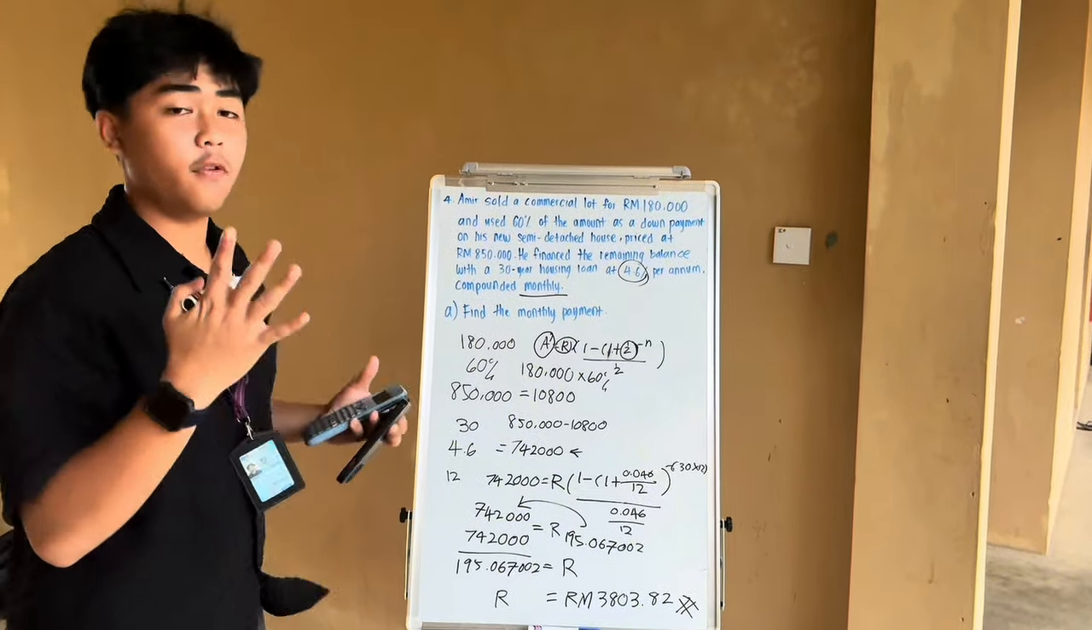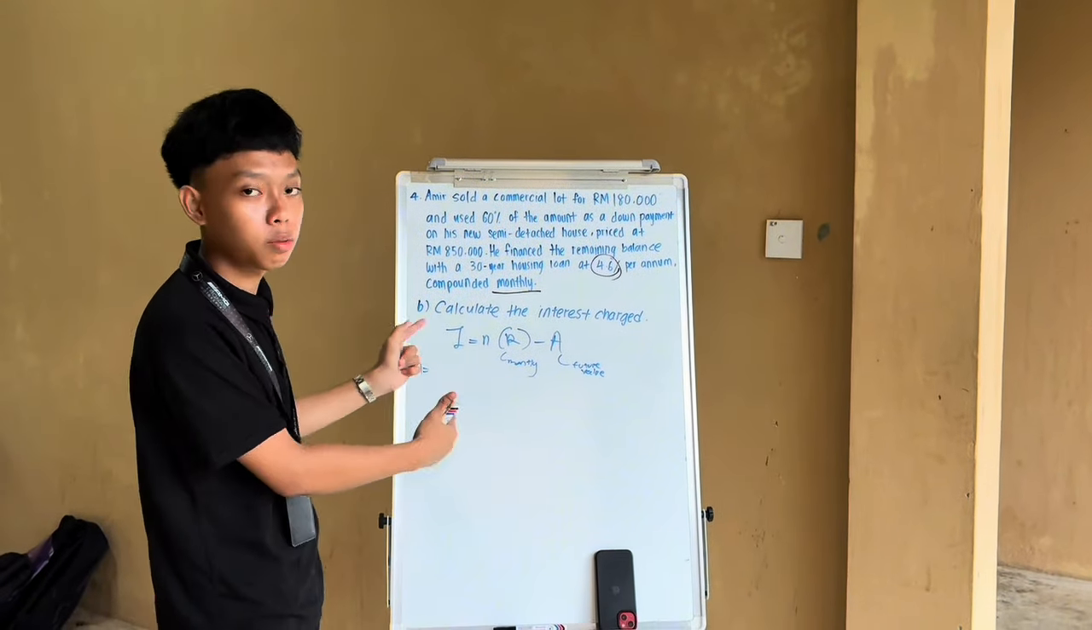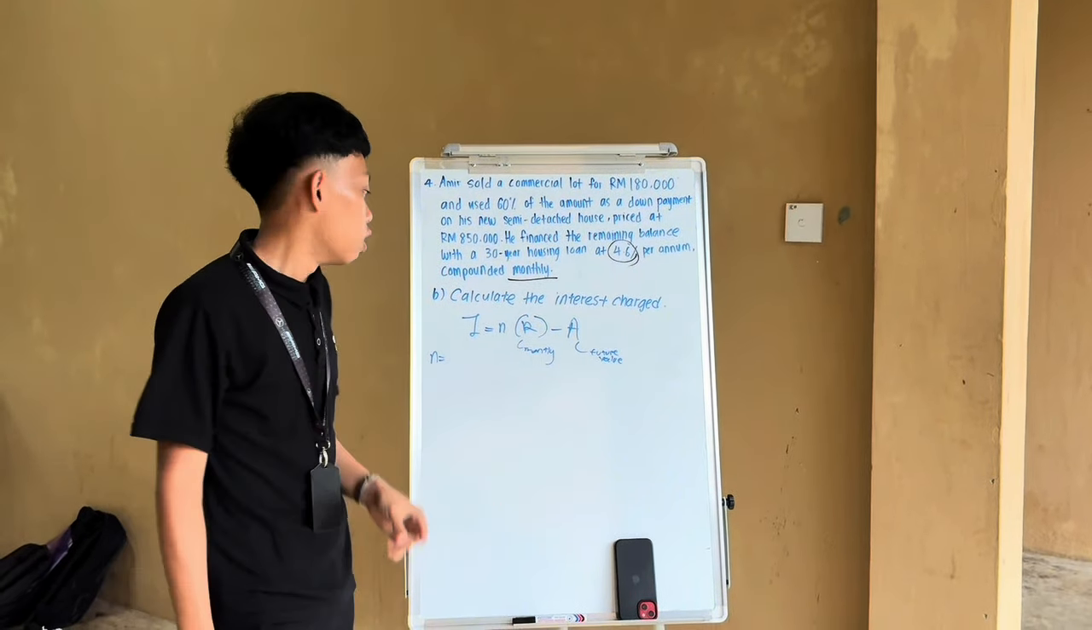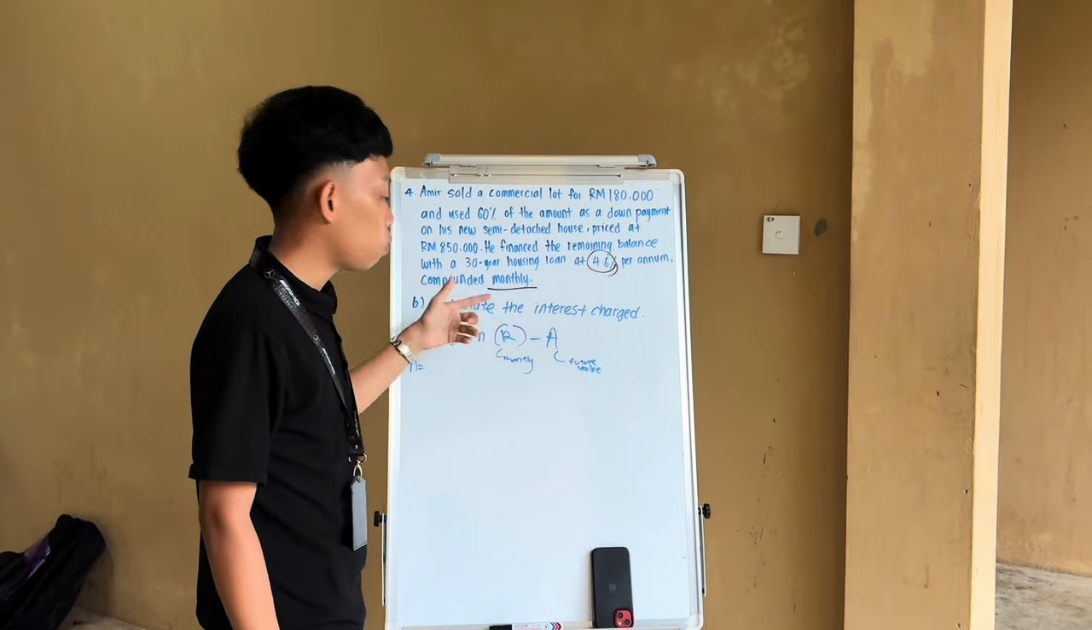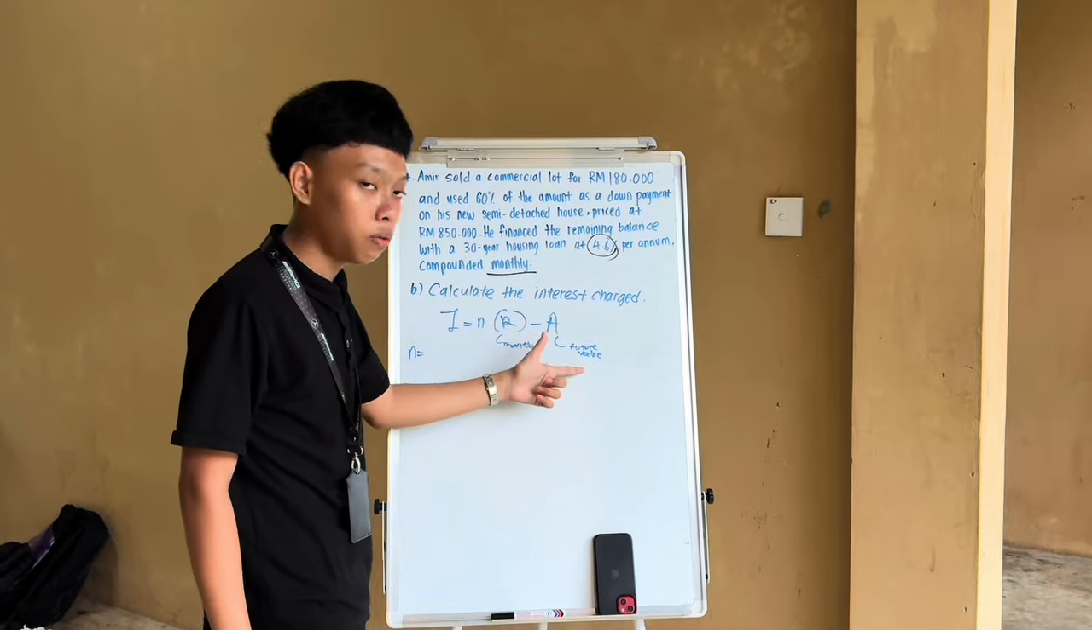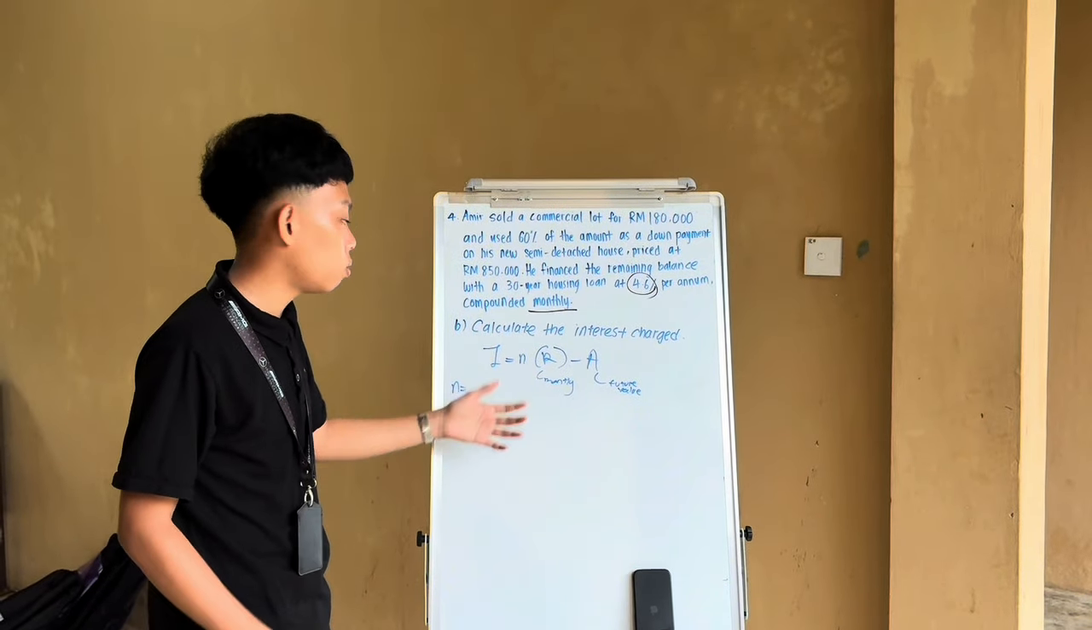So that's it for question number 4A. Let's move on to B. So guys, we move to question B, which is calculate the interest charge. So how to do this? We go to the formula. I equals to N times R. What is R? R is the monthly payment. A, what is A? A is the future value. So what is the formula? And how to find N?